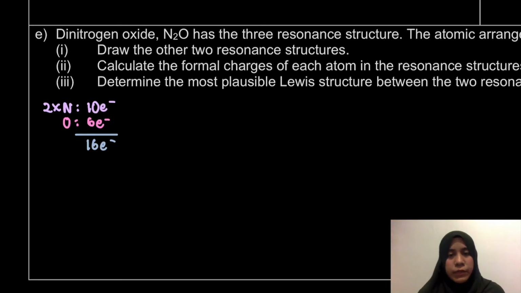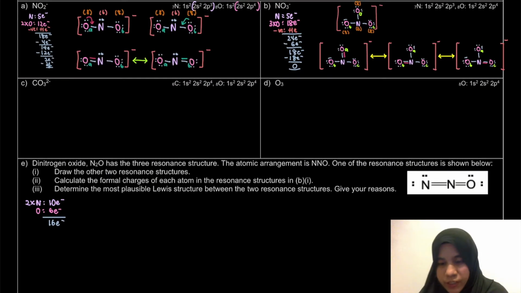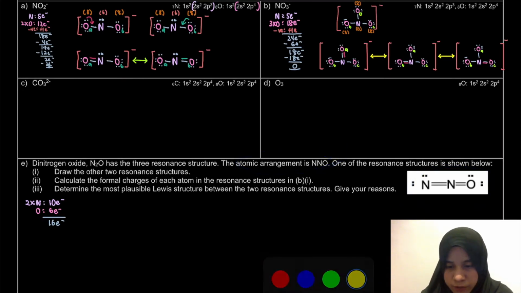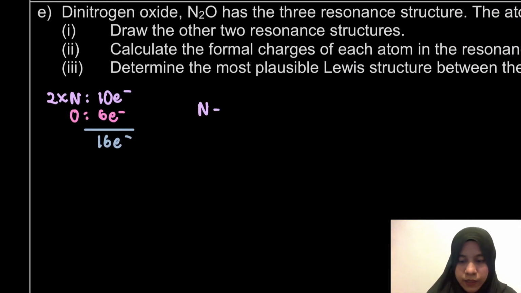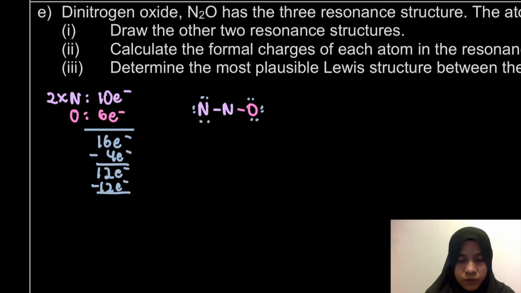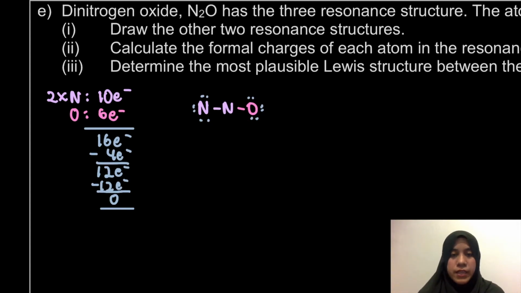Okay, usually when we look here, sebenarnya kita akan fikir, okay, the least number of atom tu yang akan jadi central atom. But this question, dia dah bagi dekat kamu macam ni. The arrangement is NNO. The electronic arrangement is NNO. So dia dah bagi, so kita ikut sajalah. So, here is actually our NNO.